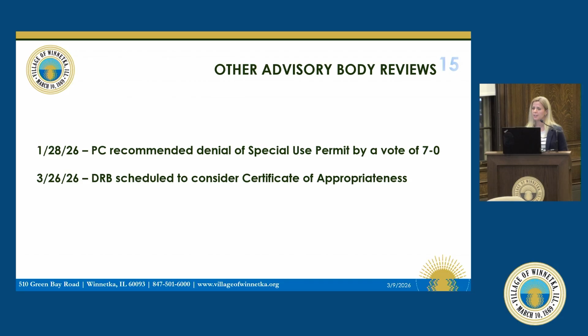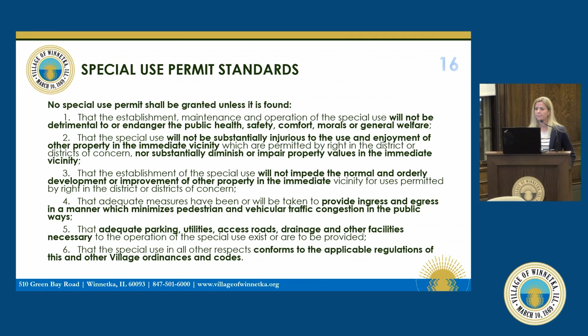The Plan Commission, as I previously mentioned, considered the special use on January 28th, and by a vote of 7-0, they did recommend denial of the special use permit. The DRB is tentatively scheduled to consider the certificate of appropriateness on March 26th. Once all three advisory bodies have completed their reviews, the Village Council will be considering this request.